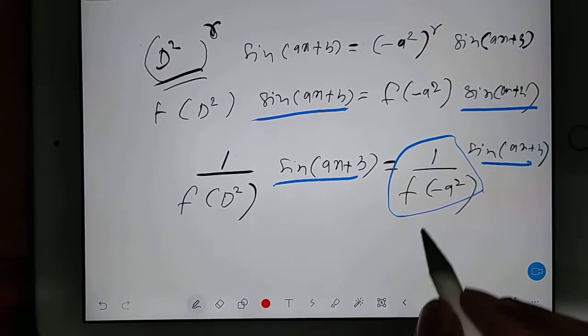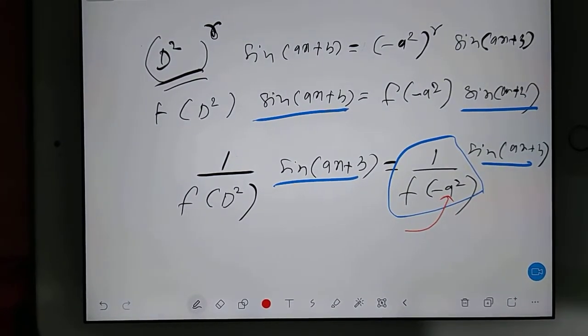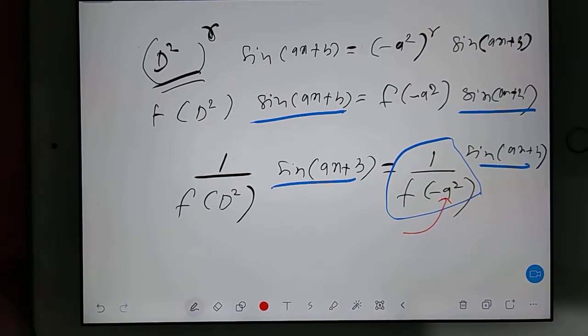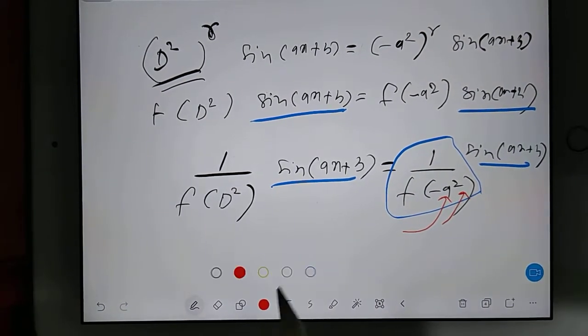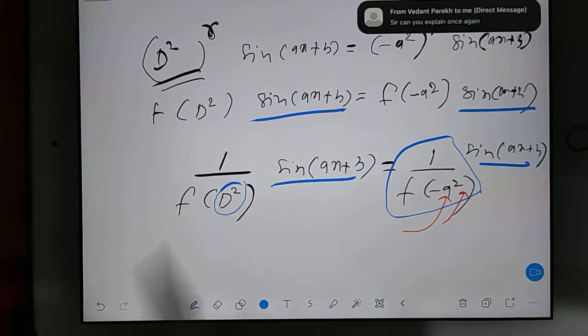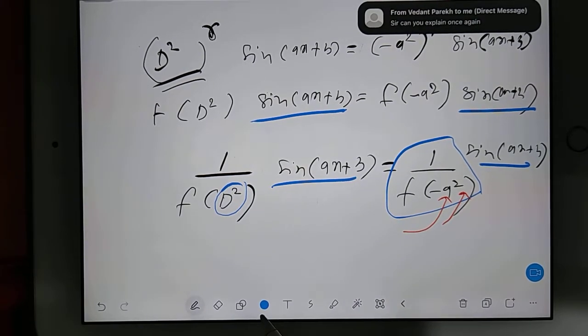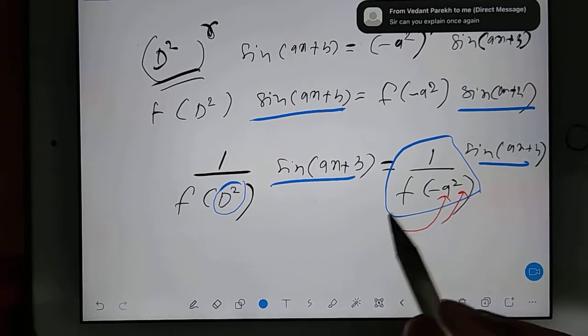Now some students may be confused here. What is the meaning of minus a square? So minus a square you are replacing where? D square. Okay, see.